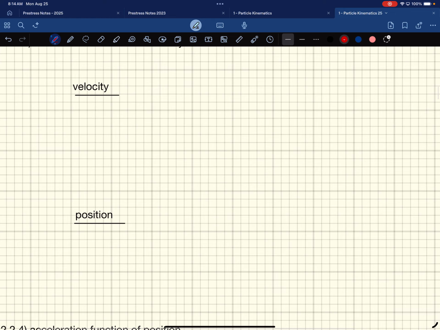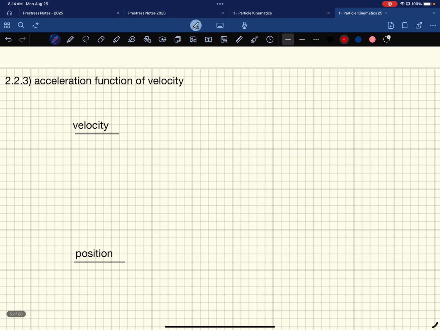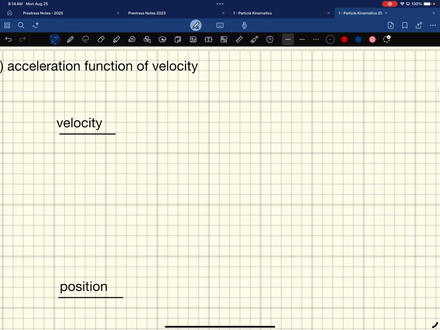Okay, so this is acceleration as a function of velocity. So this one, like I said, is a little more complicated. Remember, last time I said I think immediately we're going to start deviating from what you did in physics. I think this is right here. I don't think you did acceleration as a function of velocity in physics. Maybe you did, but I don't think you did.